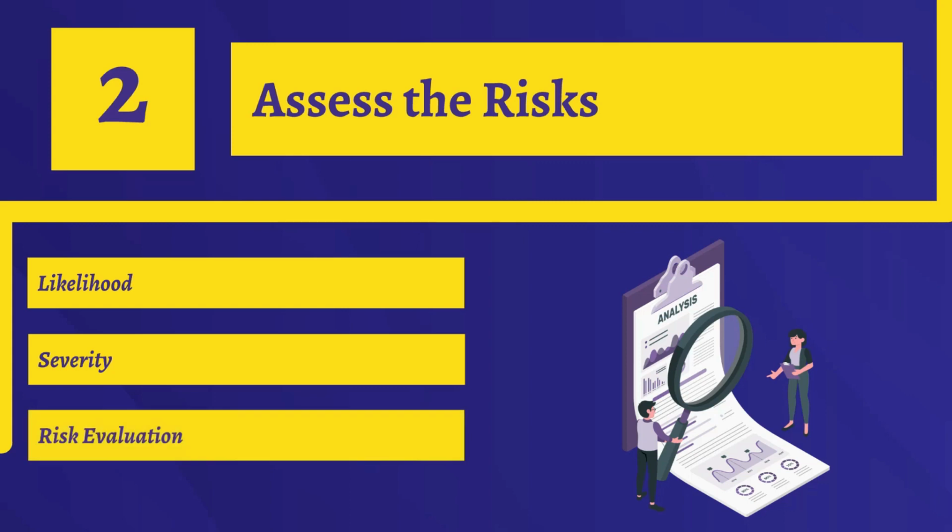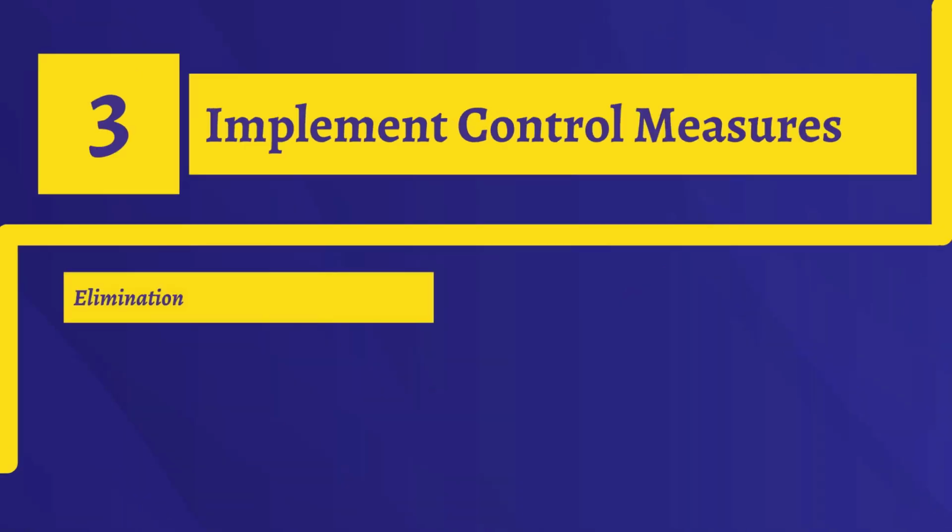Risk evaluation. Rank the identified risks based on their likelihood and severity to prioritize control measures. Implement control measures. Hierarchy of control measures. Follow the hierarchy of control measures to prioritize the most effective methods of risk reduction. Elimination. Eliminate the hazard altogether, if possible. For example, replace hazardous substances with safer alternatives.